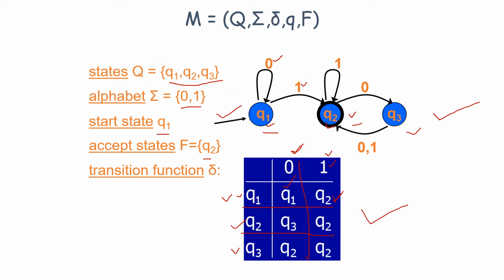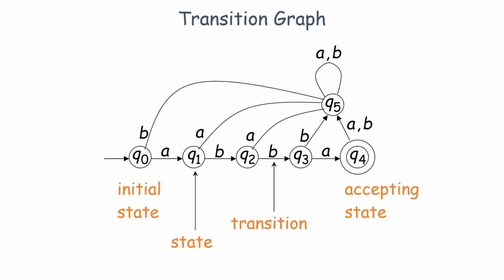Likewise, next we take the Q2 state with 0 input. We can reach the state Q3, so Q3 we are going to place here. In the Q2 state, make use of 1 input. We are reaching the state Q2 itself, so Q2 we are going to place here. Next, in the Q3 state, make use of 0 input. We are reaching the state Q2. Make use of 1 input also. We are reaching the state Q2. Likewise, we need to fill this table. Making use of the transition diagram alone, we can fill this table.